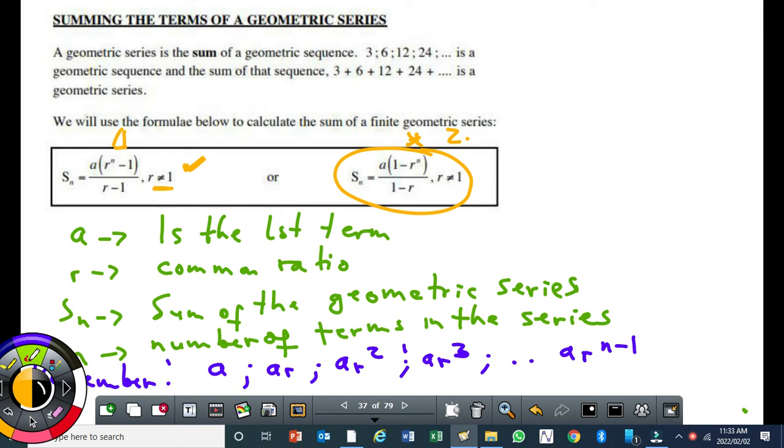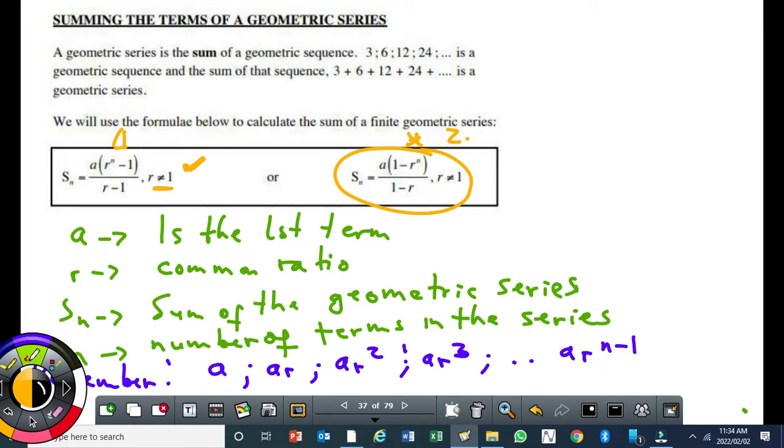What you need to know is that a geometric series is a sum of all the terms in a geometric sequence. Remember, we did the arithmetic series, whereby you add all the terms in an arithmetic sequence. So for a geometric series, we add the terms in a geometric sequence. When we add them, we get a sum of the terms in that series. So we need a formula to calculate the sum of terms in a geometric series.